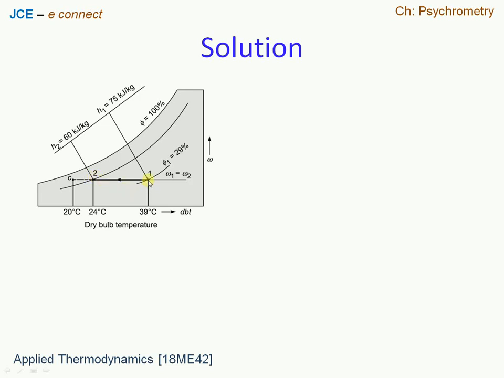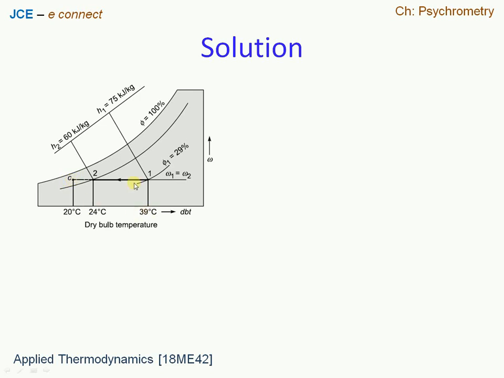At state point 1, looking at the enthalpy scale, one can make a note of enthalpy at state point 1 as 75 kilojoule per kg, and at state point 2 one can look at the enthalpy scale and make a note of the H2 value as 60 kilojoule per kg. But the cooling coil is at 20 degrees, therefore if this is 24, then somewhere towards the left side we can identify 20 degrees Celsius, draw a perpendicular, and cross the process curve. That is the temperature at which the coil is present, 20 degrees Celsius.